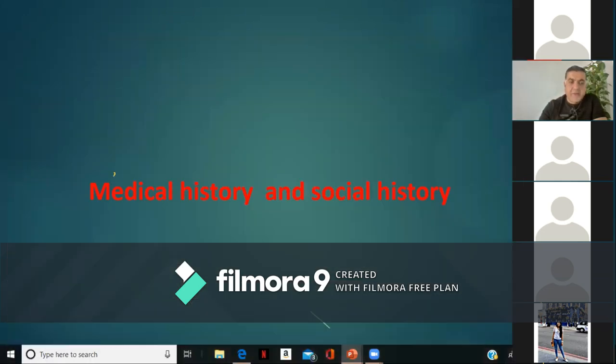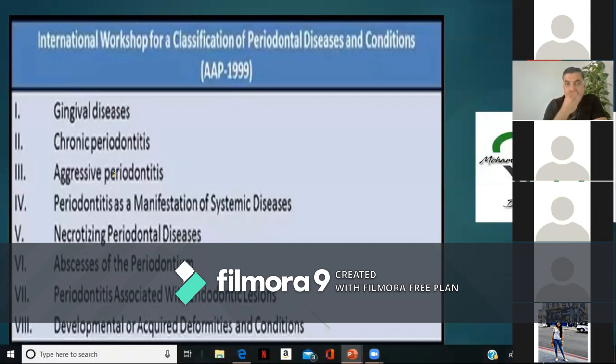Medical history and social history we discussed. Now, after all you did, since the patient came and sat down, you did BPE and found that the patient has code 3 or code 4, so the patient has gingivitis, we took x-rays, we made the 6-point pocket charting, we took medical and social history. Now, I need to get my diagnosis. I need to make my records. I need to tell the patient and the examiner what my diagnosis is. If they give me these details, what is my diagnosis?